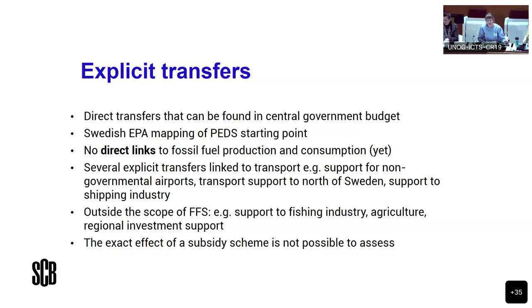But it's also important to note that the exact effect of a subsidy scheme is very difficult to assess. It says not possible there, but maybe not very difficult is a better word. There are very few ex post or ex ante studies of different subsidy schemes. And also some sort of guidance or harmonization across modules would be needed here. And it was also mentioned in the presentation earlier today, like where to draw the line on what to include and not.